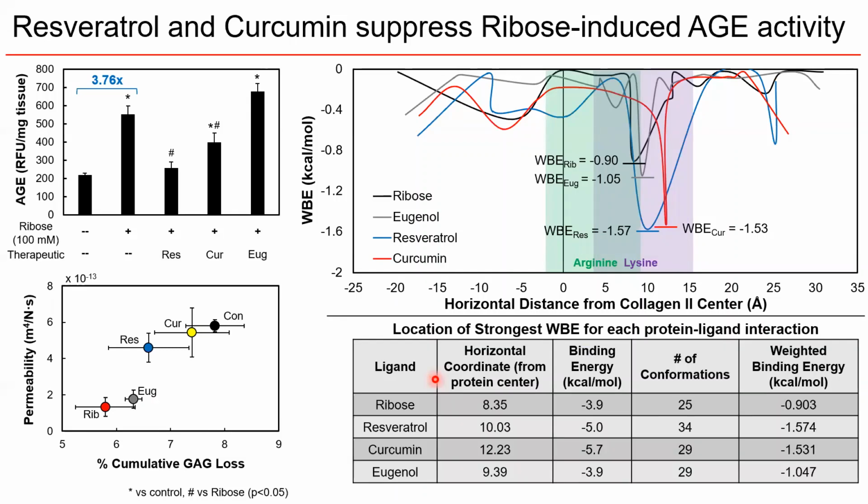We observed that resveratrol and curcumin possess stronger weighted binding energies than ribose and eugenol for the primary sites of glycation, where arginine and lysine residues were present, indicating the increased likelihood of these drugs to competitively inhibit AGE formation.